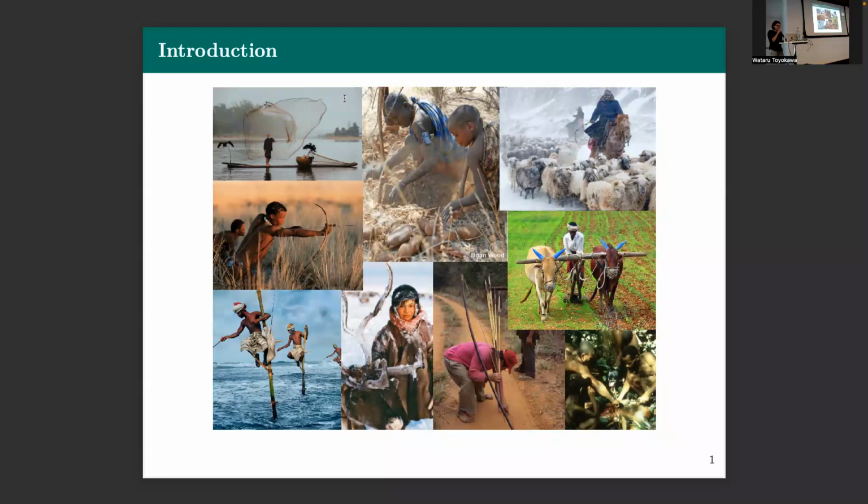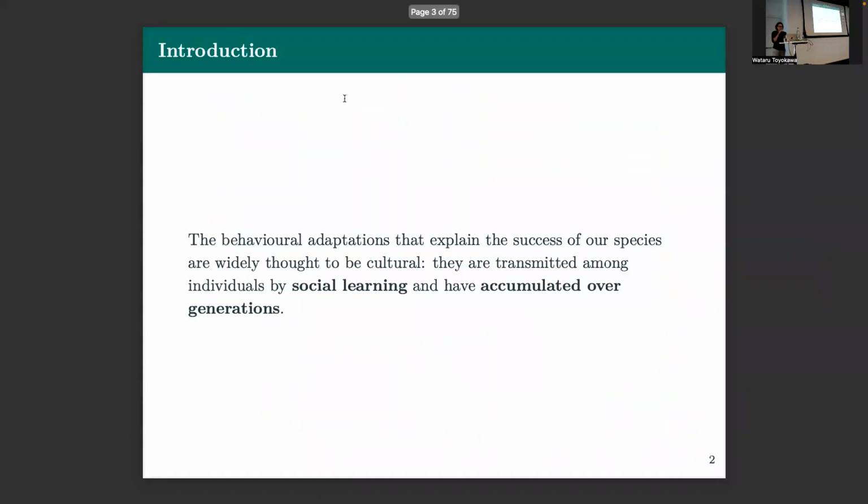We have succeeded in occupying virtually every terrestrial habitat on this planet. And by now, it is widely accepted that the behavioral adaptations that explain this demographic success are cultural. They are transmitted among individuals by social learning and have accumulated over generations. There are two big parts in this statement: one is social learning, and one is the accumulation of cultural traits or cultural complexity over generations.